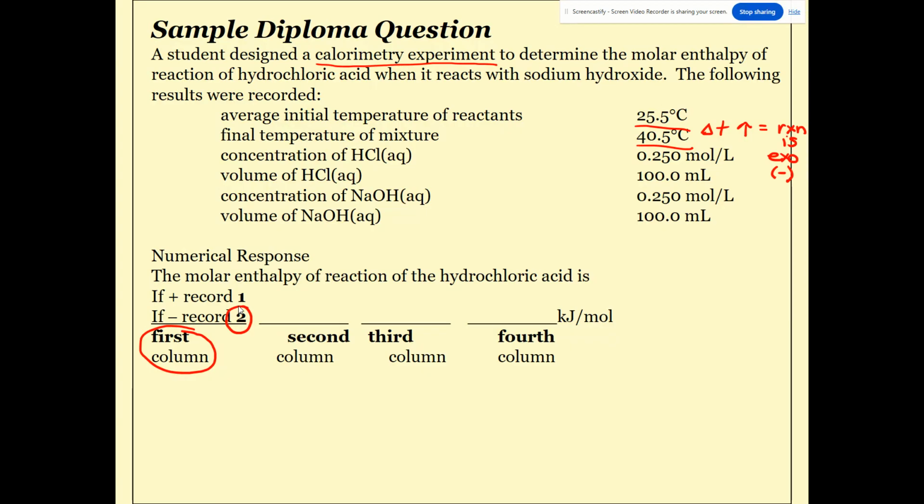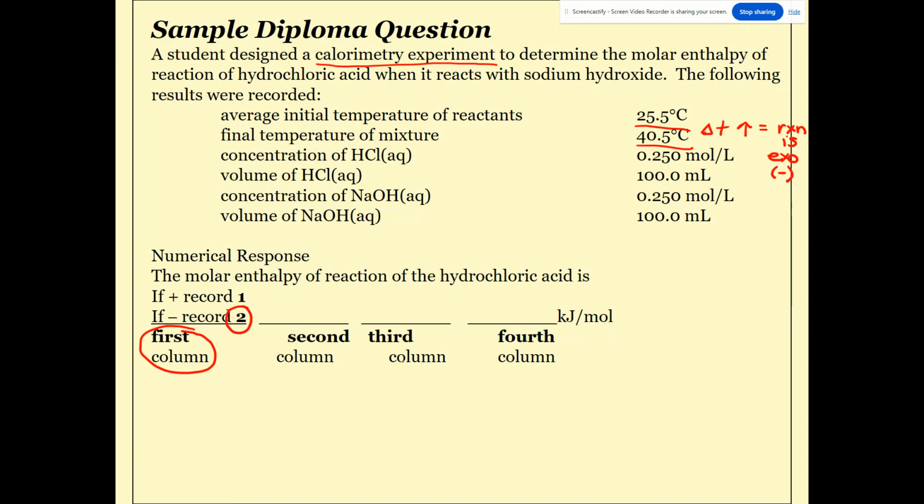Not all numerical response questions ask you to do this. Most of the time, it'll say positive/negative, what is the value in kilojoules per mole, for example. And then you're just putting the value. You're not circling positive or negative, you're just putting the value, whatever the value is, whether it was positive or negative. Okay, that's how a lot of numerical response questions work. But this one is actually asking you to put a numerical value, whether it's positive or negative.